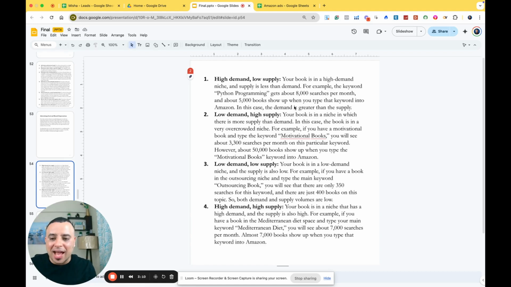I won't say that it happens all the time, but a few times I have seen this happening, and it's wonderful to see. Right, and this is the situation where if you type your main keyword on Amazon, you would say that, okay, the competition is low there, and there are a good number of searches happening on your given keyword or the core keyword of your niche. So for example, if it's Python programming, you would say, okay, fair enough, there are about 5,000 books and there are about 8,000 searches happening. Now this is a good scenario, and I wish all books could fall into that, but it doesn't happen that way, right? So that's number one.